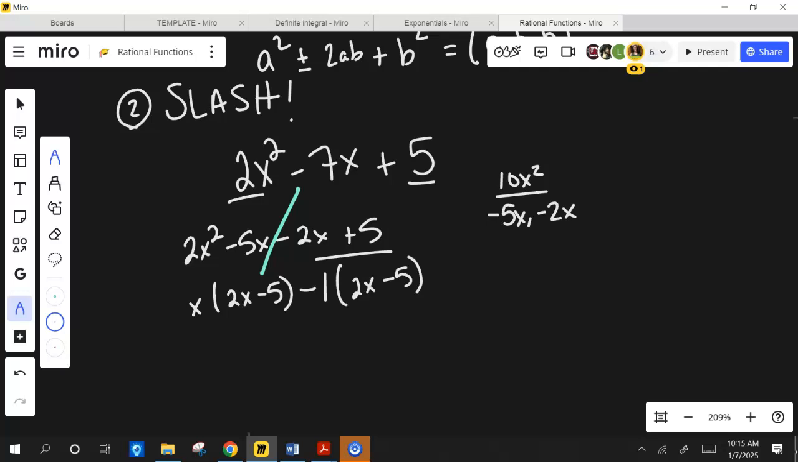Okay. Because you're taking something out, you're taking away. And you can't take a 2x away from 5. You have to be able to take it away from both of them. The order doesn't matter.